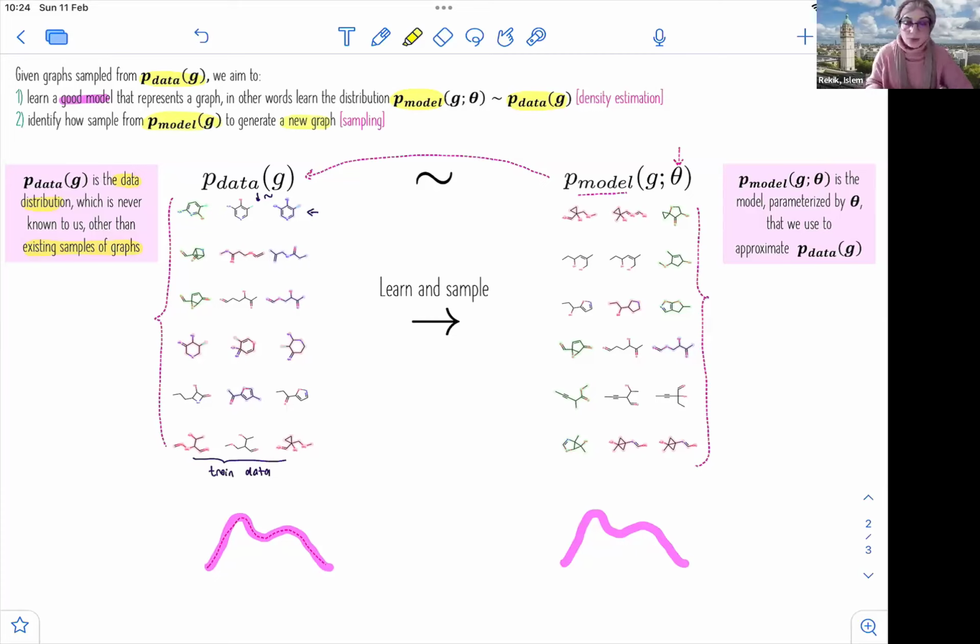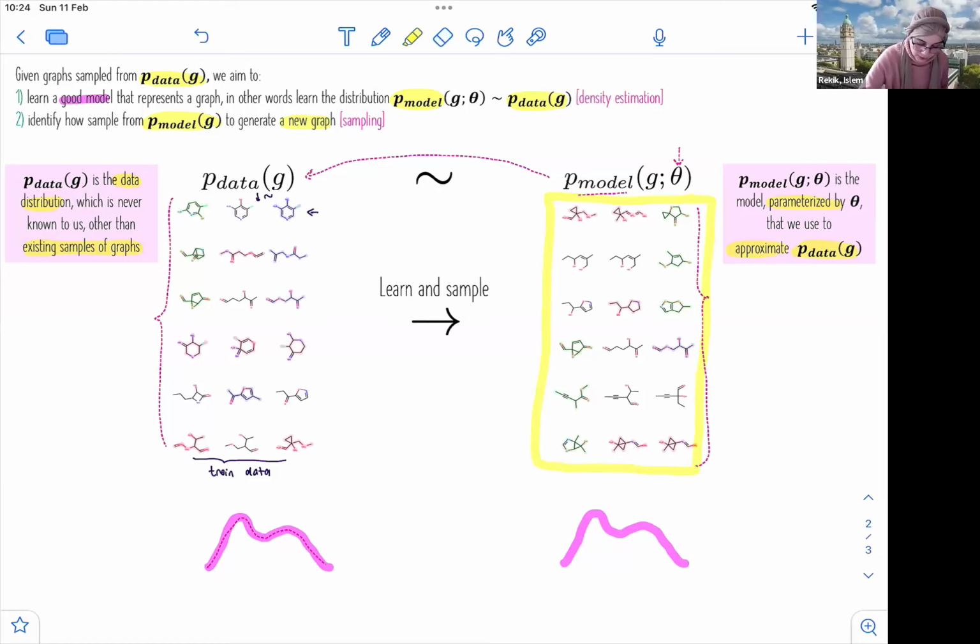And to generate new graphs, we need to learn how to sample from this complex distribution. So P model here is the model parameterized by theta that we use to approximate the distribution of the training data that we have. Okay, so that's a simple thing. So we want to create something. We want to generate data that has a distribution.